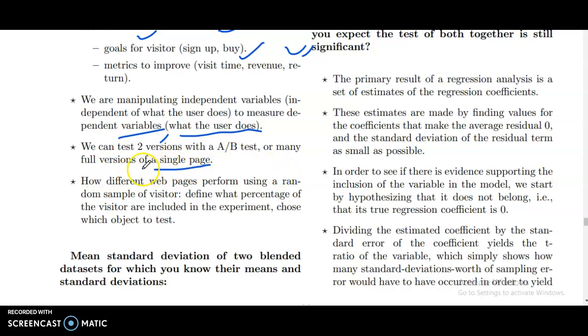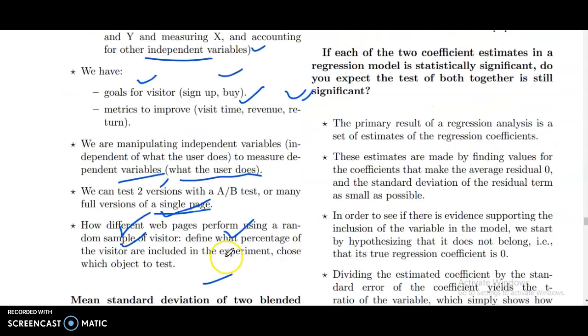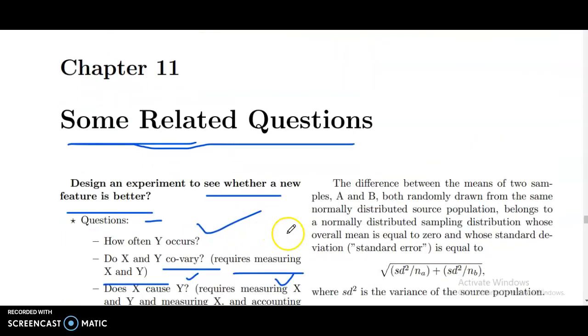This shows how different web pages perform using a random sample of visitors. Define what percentage of the visitors are included in the experiment, and choose which object to test. Next, the mean and standard deviation of two blended datasets for which you know their means and standard deviations.